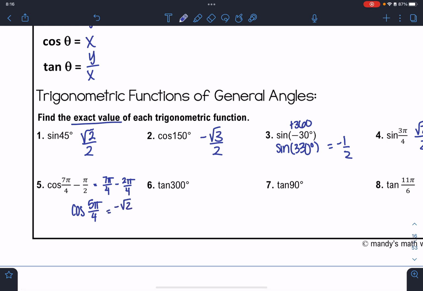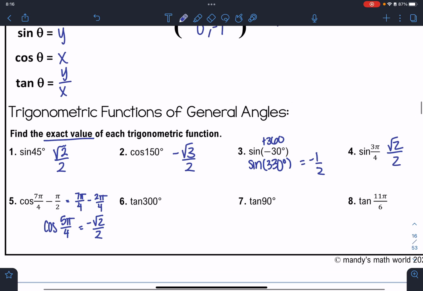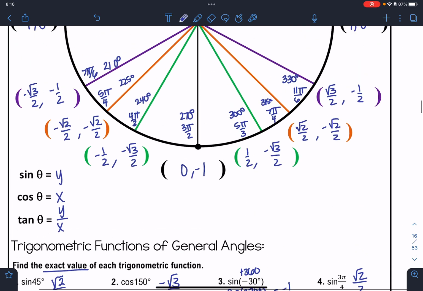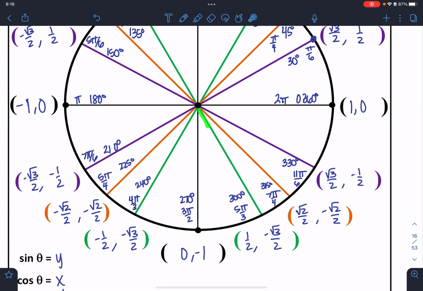Okay, and then tangent 300. Remember, tangent is y over x, so you will do a little bit of dividing there. If I locate 300 degrees, that's this line right here. So I need to put the y value, negative root 3 over 2.